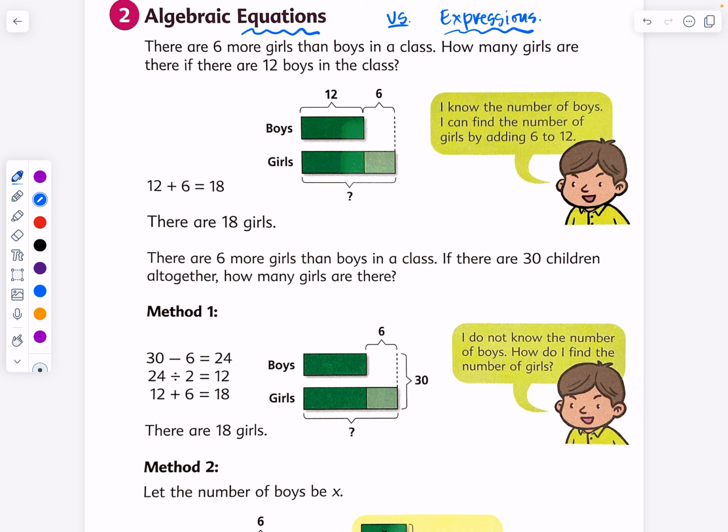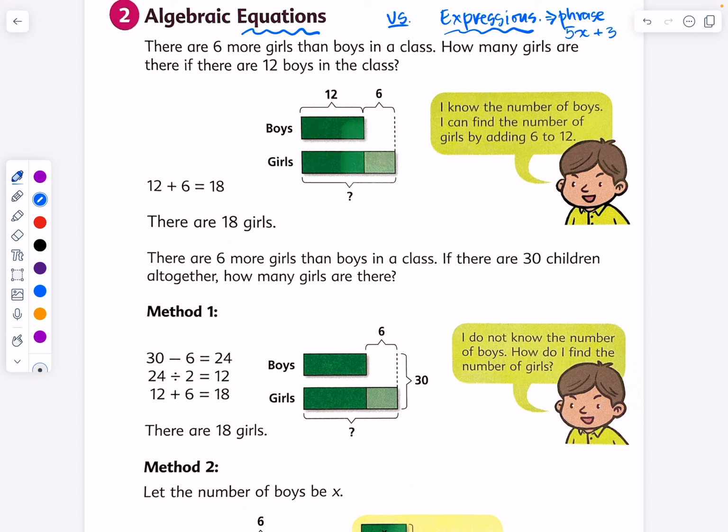An algebraic expression or mathematical expression is simply a phrase. It's like a mathematical sentence that contains numbers, variables, operations, but no equal sign.